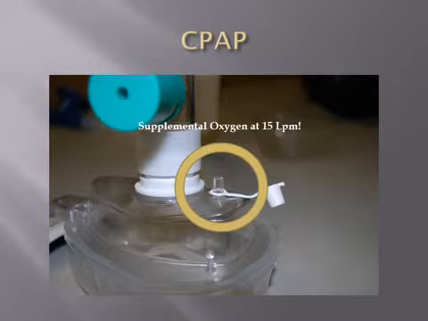Also, on the mask of the CPAP device is an inlet port. You want to connect supply tubing to that inlet port and run that oxygen at 15 liters per minute.